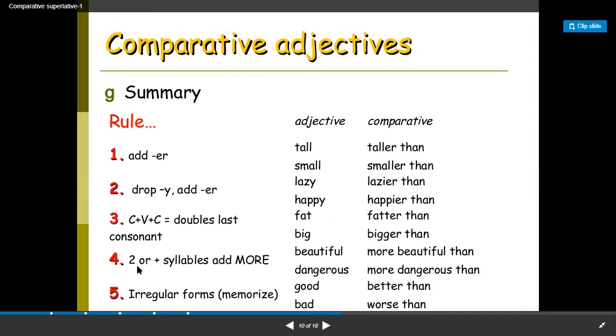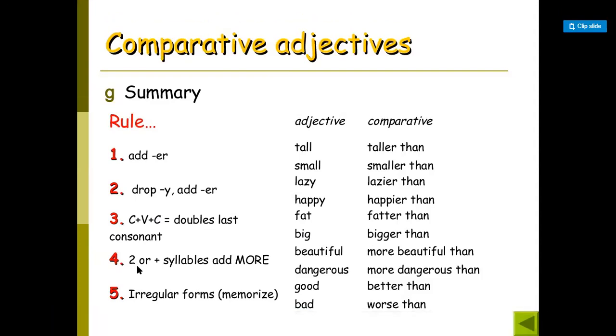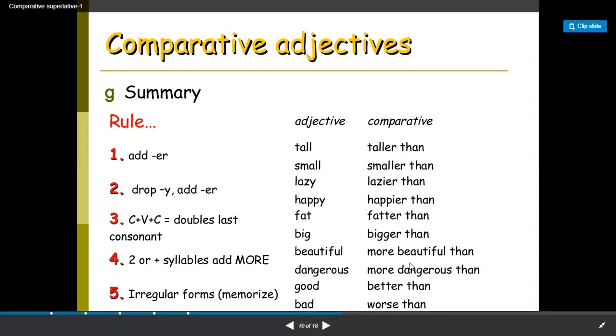And then if we have a big word or a big adjective, like for example, beautiful, dangerous, wonderful, those words will never take er. Okay, what do we have to put with them to make them a comparative? Instead of er, we will put more. So more beautiful than, more dangerous than, more wonderful than.